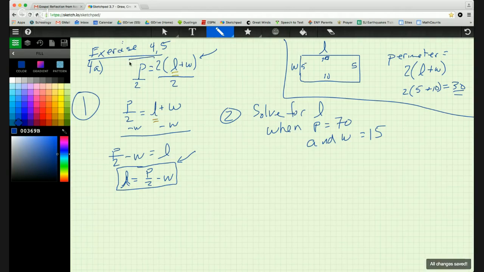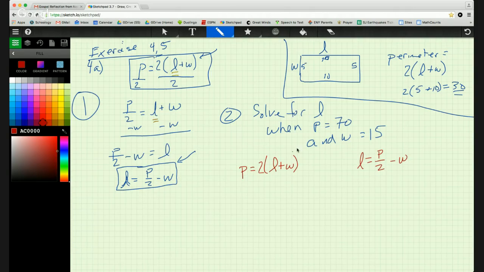Let's use this original equation and then we'll use our new equation. Let's go to a different color. Let's write our original equation down, and then let's write our new equation. And let's see if we get the same answer for L when we solve both ways. So we're going to use this and this. Let's plug in our 70 for P and our 15 for W. And over here, we're going to do the same thing and see if we come up with the same answer.